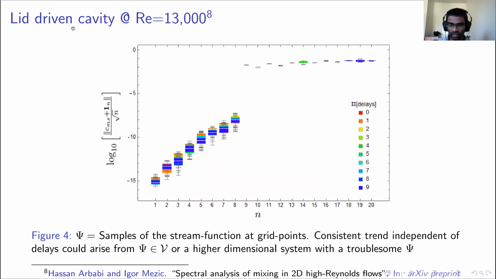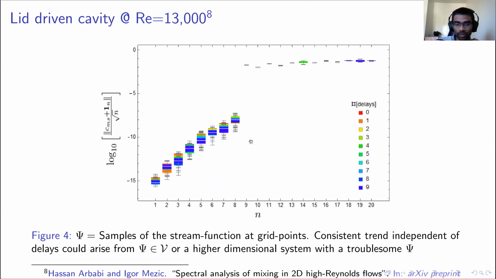The last example is the lid-driven cavity at Reynolds number 13,000, where you have a limit cycle, and here the pattern matches theory. So you can either be optimistic and say you have a finite invariant subspace, or it could be the fact that your observables are particularly bad for the system, which is in truth much higher dimension.